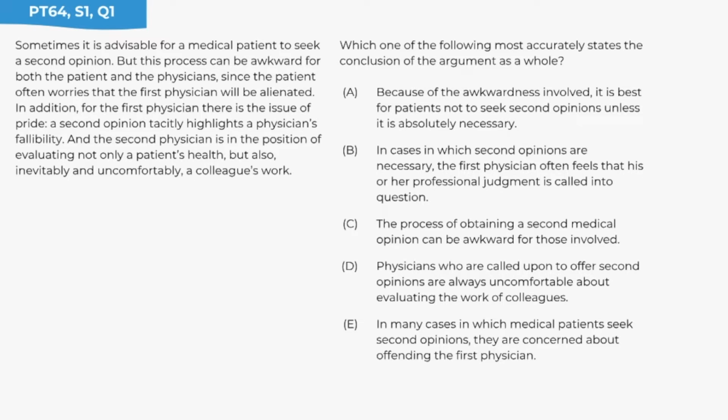So what's going on here? We have, sometimes it is advisable for a medical patient to seek a second opinion, and then we get this pivot, but this process can be awkward for both the patient and the physicians. And then we see the word since. Since is an indicator word. It's a language cue that helps you identify both evidence and a conclusion. What comes after the word since is the evidence, and what comes before it, in this case, is the conclusion. So it looks like the conclusion of this argument is this process can be awkward for both the patient and the physicians. And then what comes after it is the evidence for why that's true. So now that we know what the conclusion is, we can go looking for it in the answer choices.